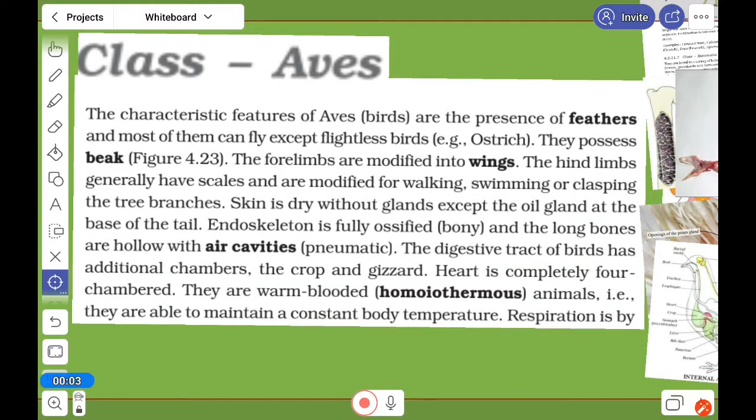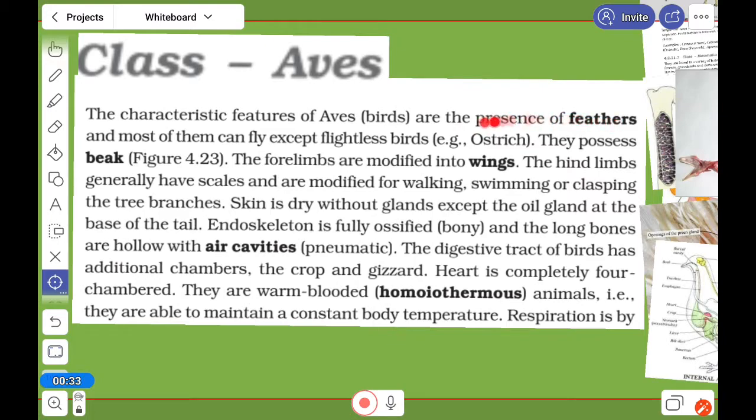To bio class. Today we will discuss the classes Aves and Mammalia. Aves means bird. Bird is the most beautiful creature in the world, maybe the most beautiful creature. There are about 10,000 different varieties of the species all over the world. It is found everywhere. The characteristic features of the bird, Aves.